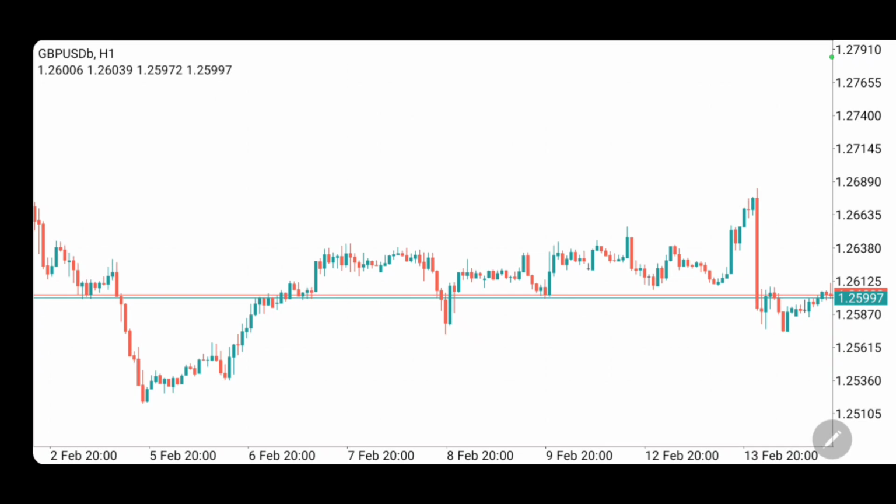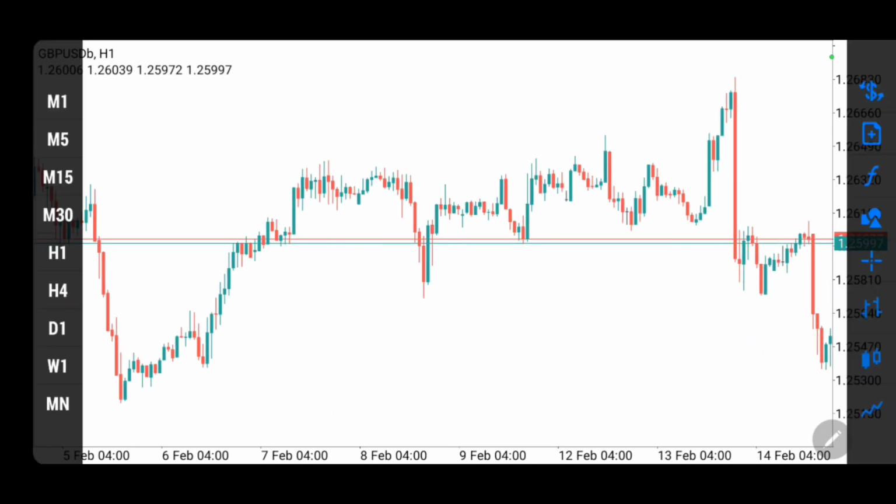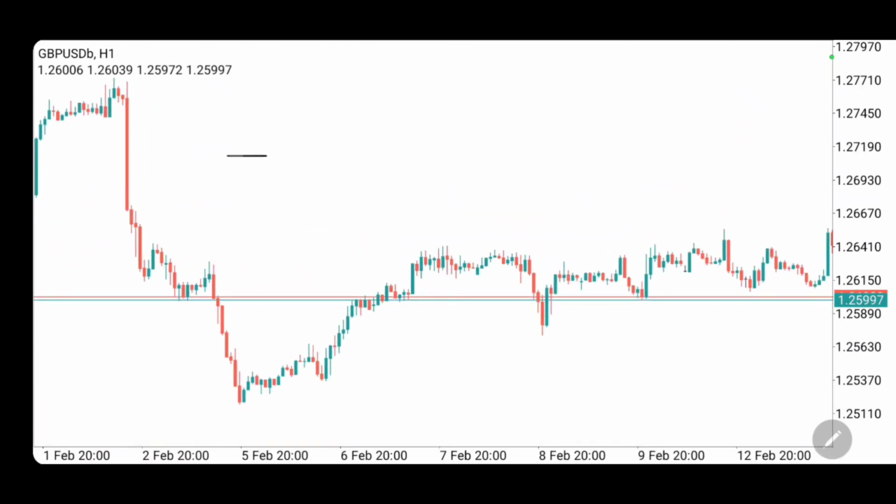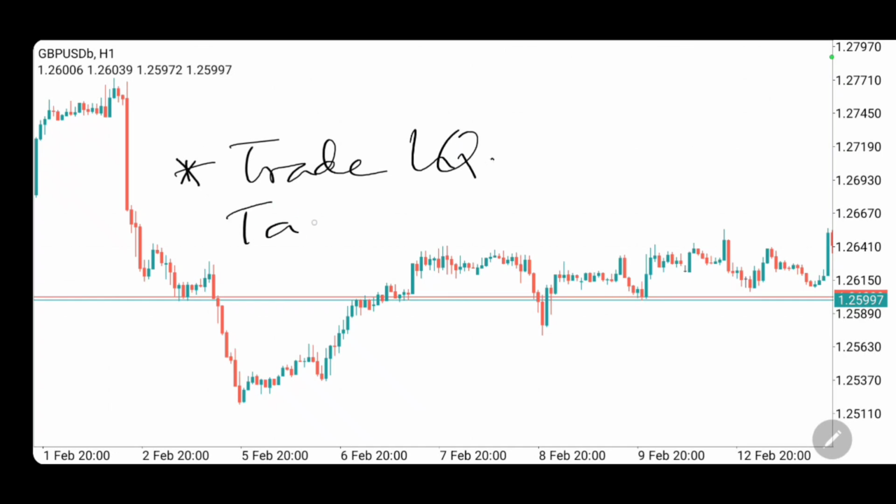So how does not paying attention to liquidity affect you as a trader? The mistake most traders make is that they actually trade liquidity. They take trades from a liquidity. You don't take trades from liquidity, even if the liquidity is some supply or demand zones that you trade from. Sometimes they are liquidity. You avoid taking trades from liquidity.